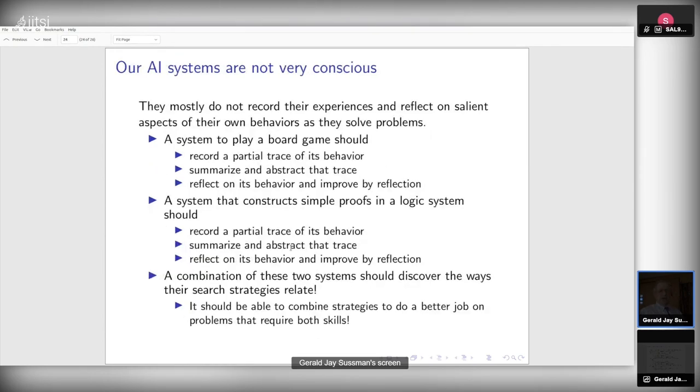So our AI systems are not very conscious, and I want to give a suggestion now of what we might do to figure this out. And that has to do with the plumbing. That's why I called this a plumbing problem.